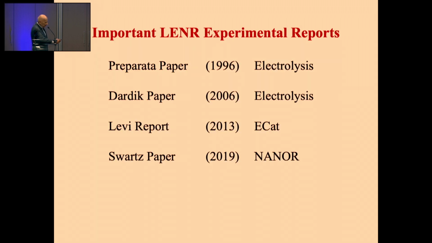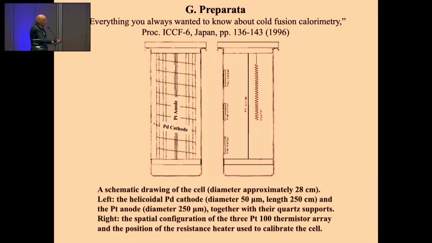What I'll do in the next few view graphs is walk through these 4 experiments: an Italian experiment, an experiment done in Israel, an experiment done in Rossi's lab, and then an experiment done by Schwartz. You see the different years here and the different types of experiments. So, starting with the Preparata experiment.